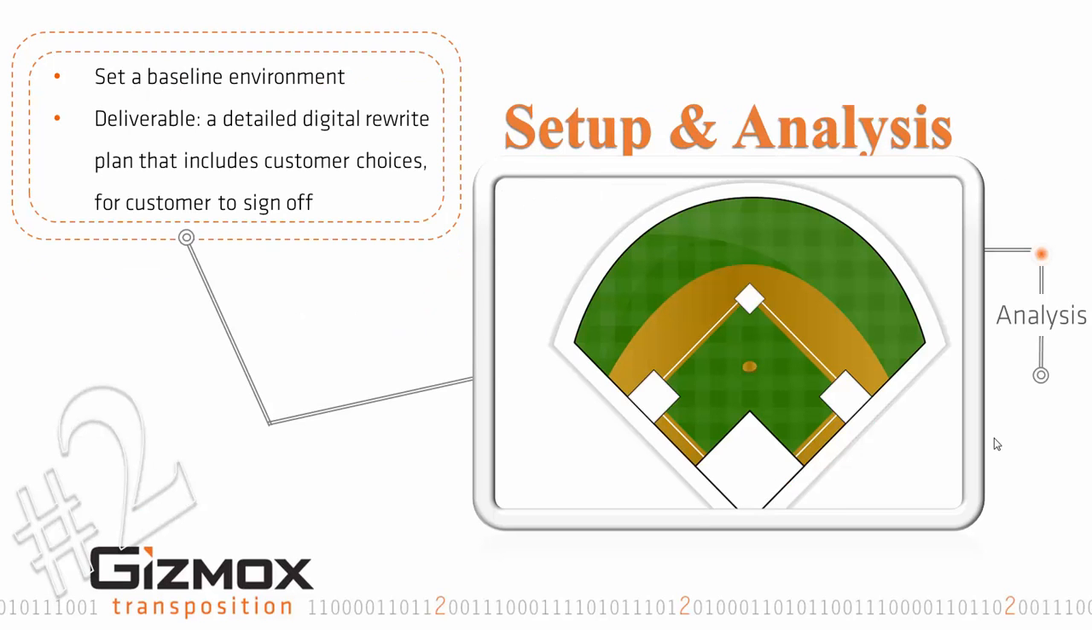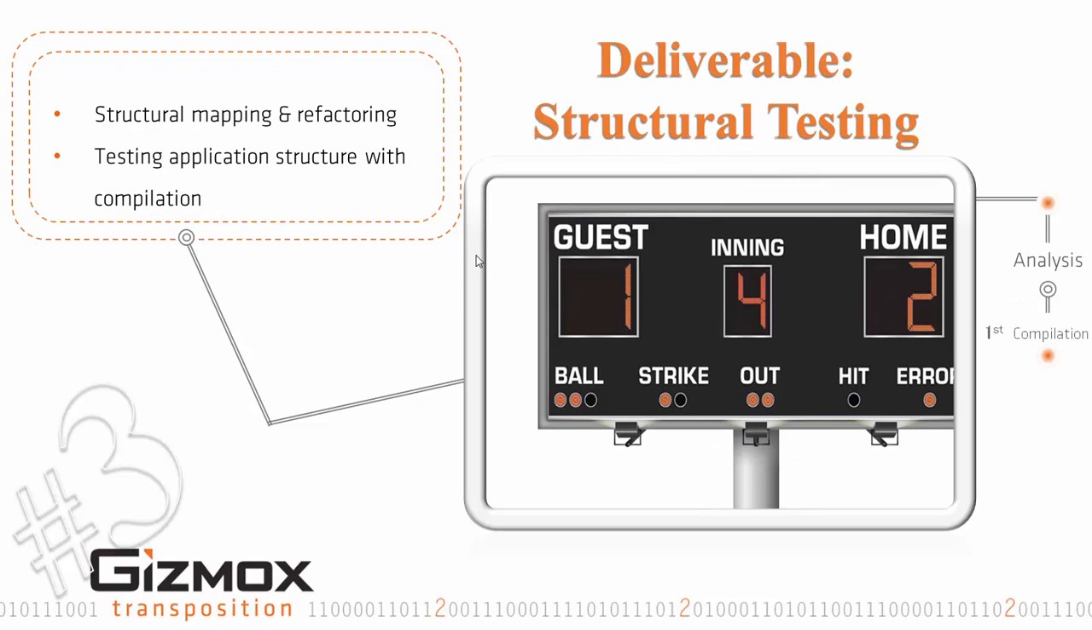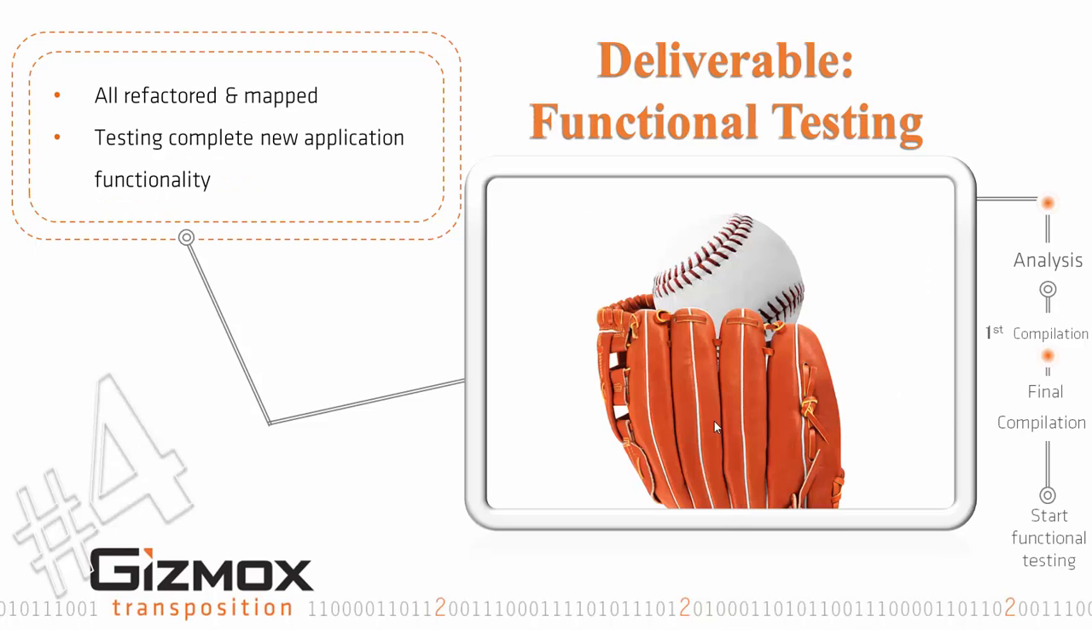The project starts with a setup phase where the legacy application is baselined for parallel testing with the migrated application. This phase also includes a deep analysis of the legacy application performed by the tool and the creation of a detailed rewrite plan which is signed off by the customer. The next phase is the assignment of all existing mapping rules and the creation of a compiling new application with limited functionality to demonstrate and to test the structure of the new application. The final rewrite phase is reached when all legacy objects are refactored and mapped, and a compiling application with full functionality is ready for QA.